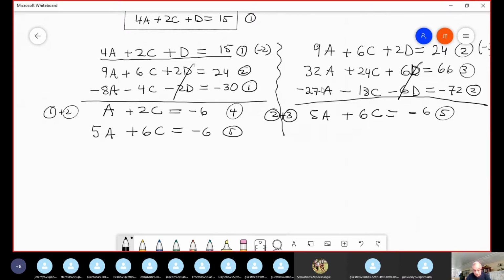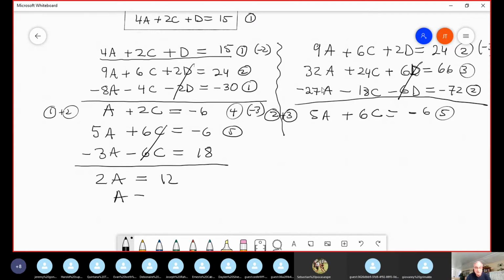I recopy again, for example, by -3, number 4. The intention is clear. -3 times 2 is -6. So we have negative 3A, minus 6C, equal positive 18, no? Because negative 3 and negative 6 together is positive. Okay, now it's 2A. This is cancelled. Equal 12. Therefore, A is equal 6.